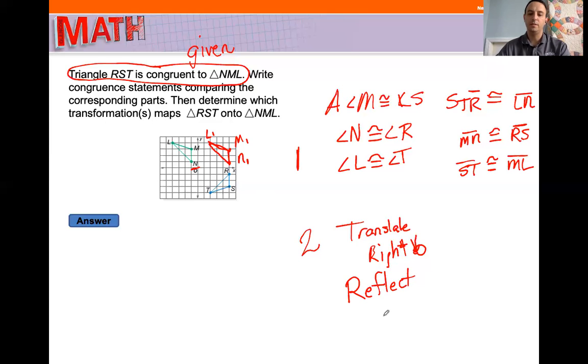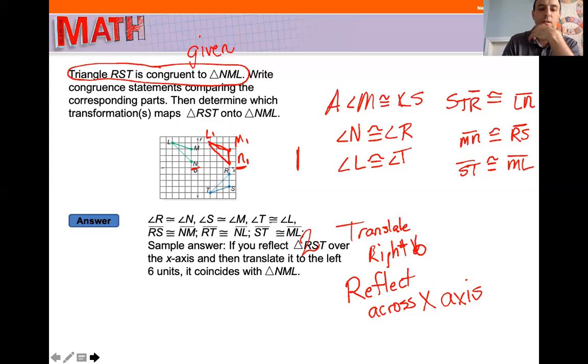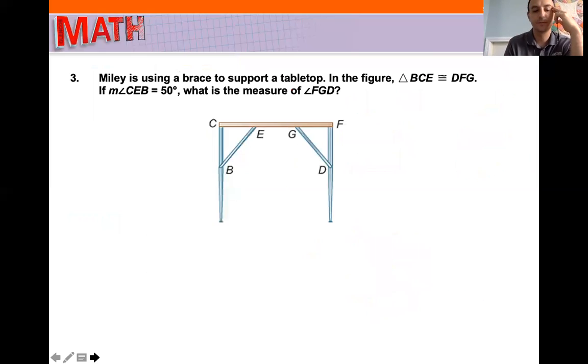across what axis, Riley? Across our x-axis, right here. Okay. So if I flip it over, I can get them to land on top of each other. And like you see, there's the answer. They may have it slightly differently. They said reflect, then translate. Either way works. All right.